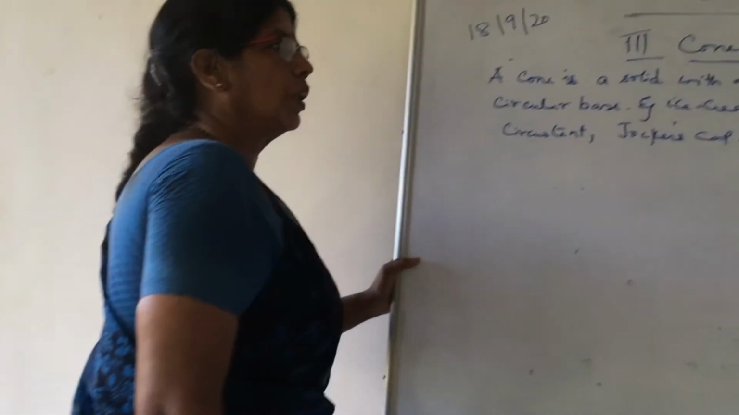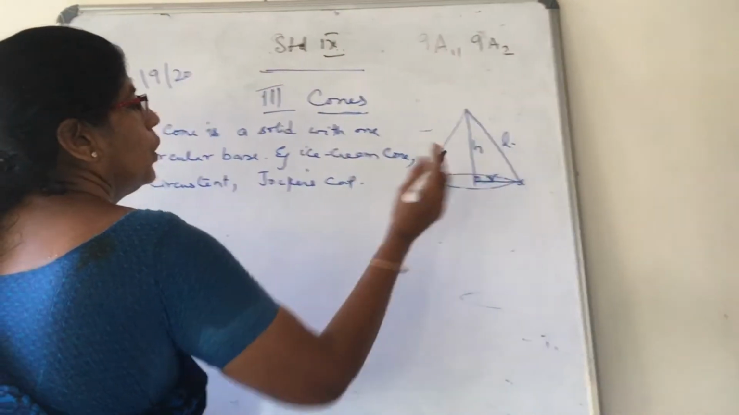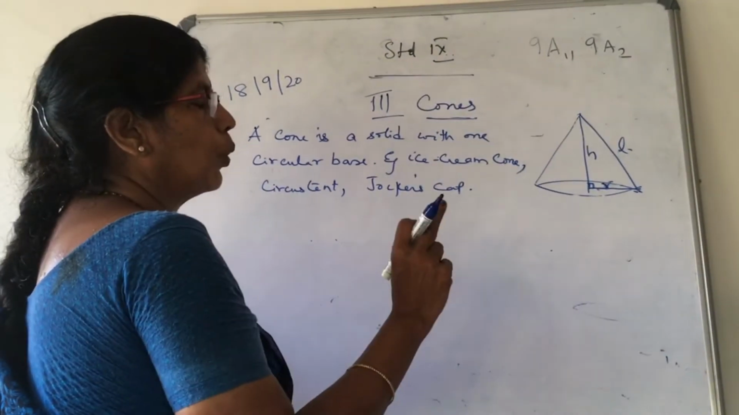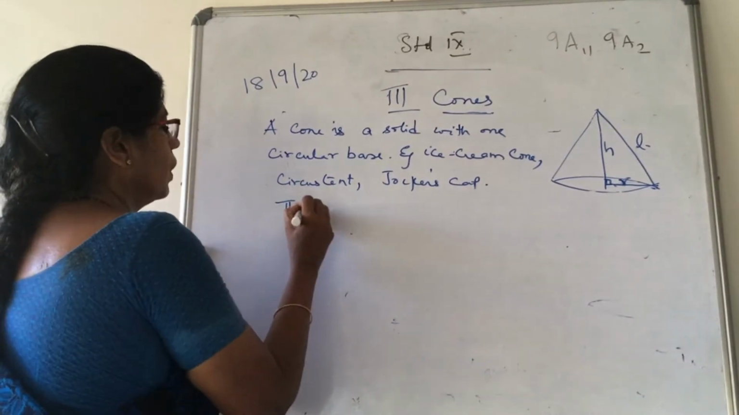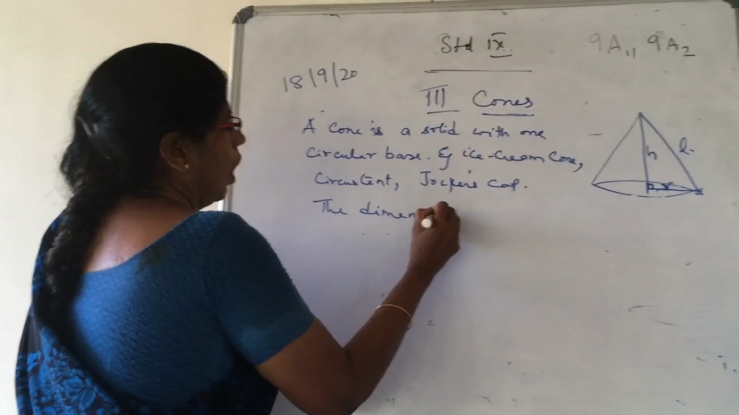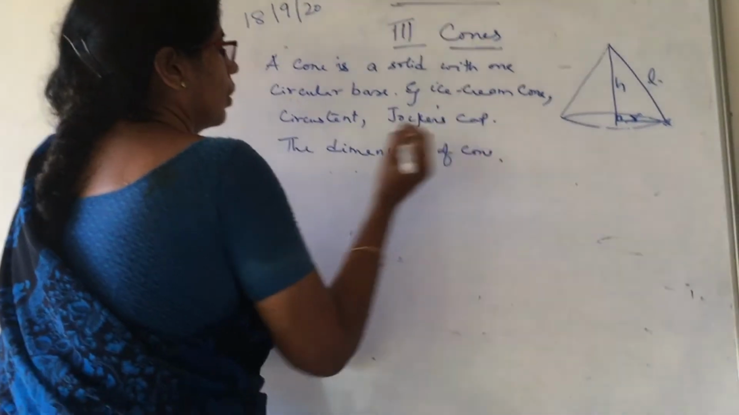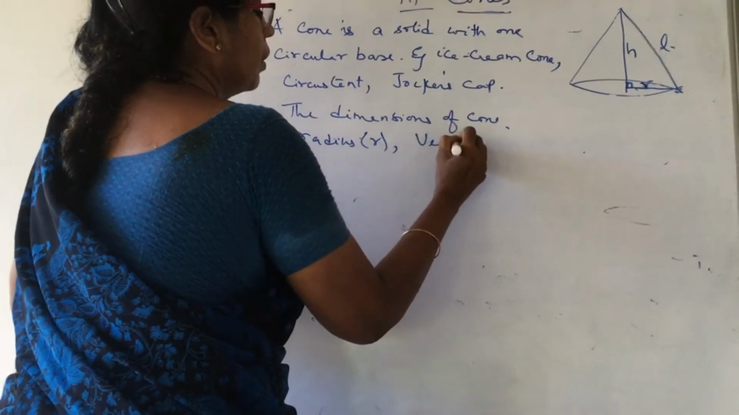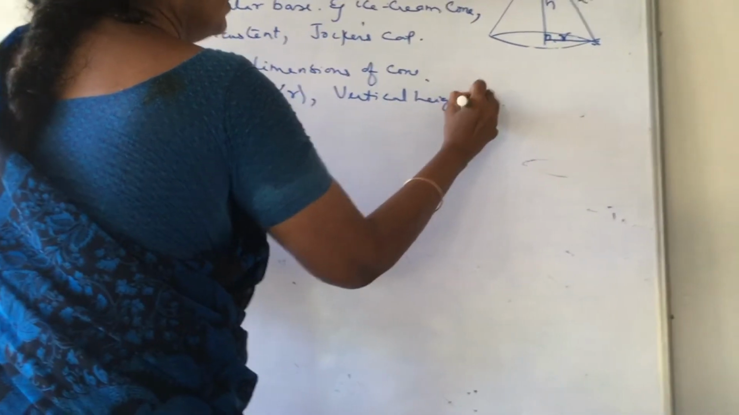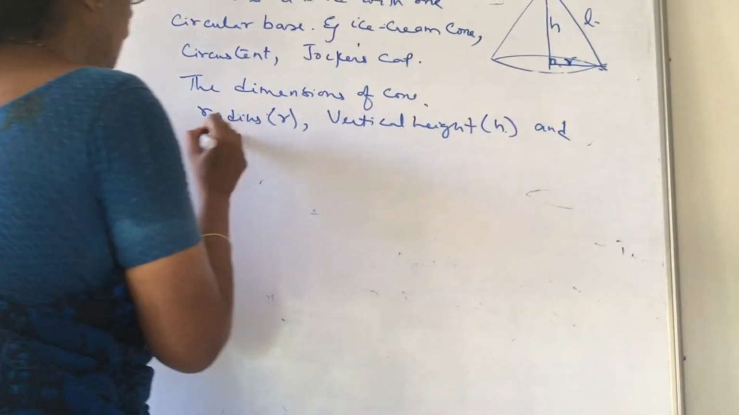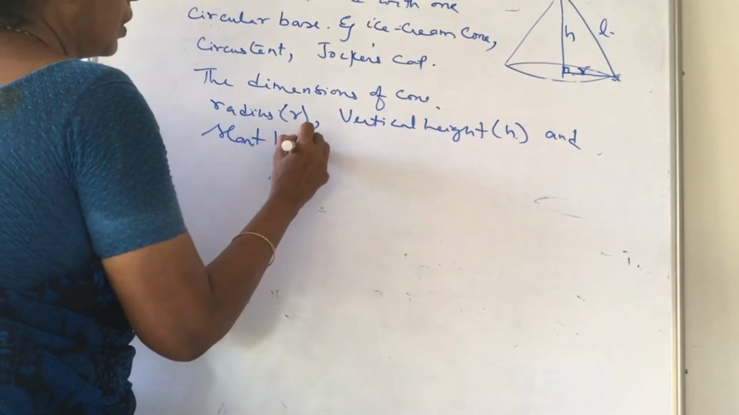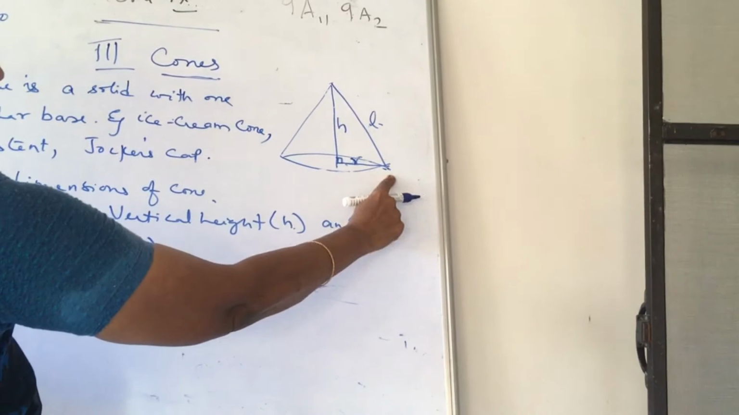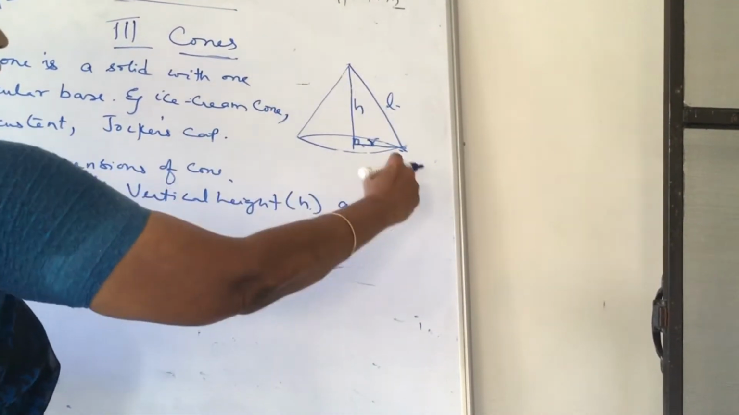In a cylinder, there were only two dimensions, the radius and the height. But for a cone, there are three dimensions. The dimensions of the cone are what? Can you identify? Radius r, vertical height h, and slant height l. Slant height l. Don't get confused. Radius, vertical height, slant height.